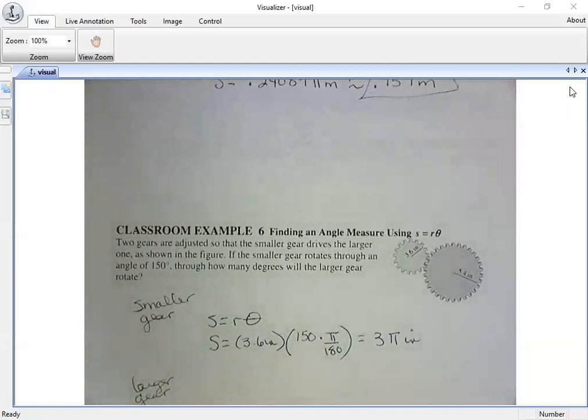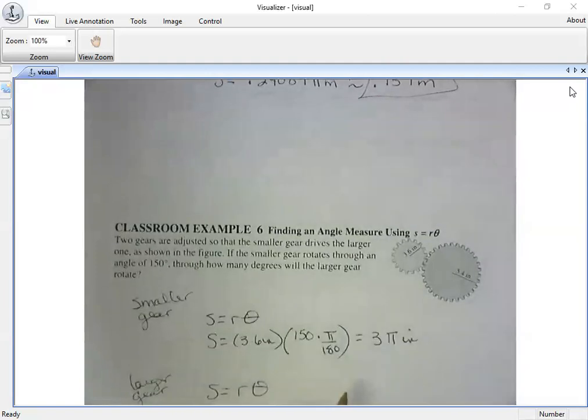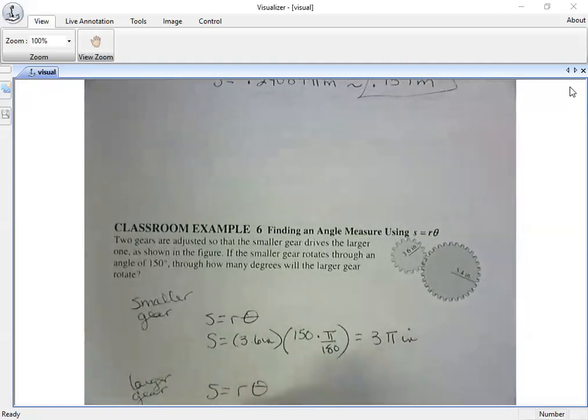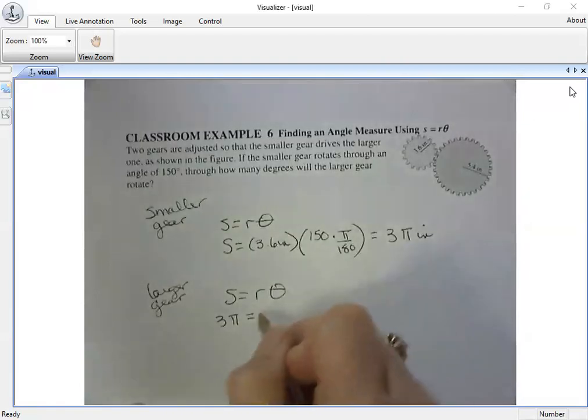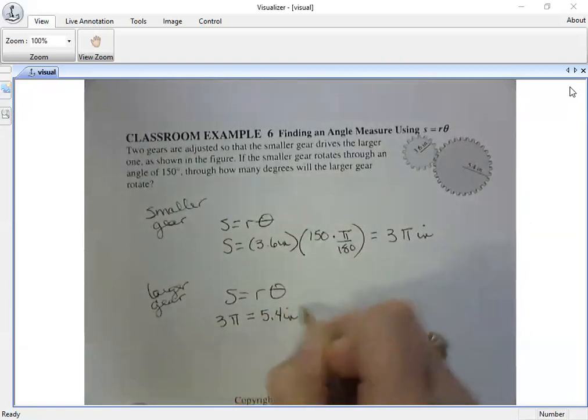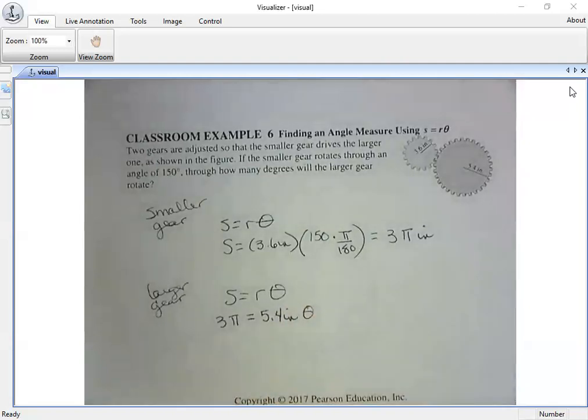You're on the right track. Let's keep going with it. If this thing has moved 3 pi inches on the sector, well, this has also moved 3 pi inches. The sector length has to be the same. It's the angle measure that's going to be different. Does that make sense? So it's the same formula, but now we're going to plug in for S. And what are we going to plug in? 3 pi. And I know the radius, because the radius was how much on the larger gear? 5.4 inches.